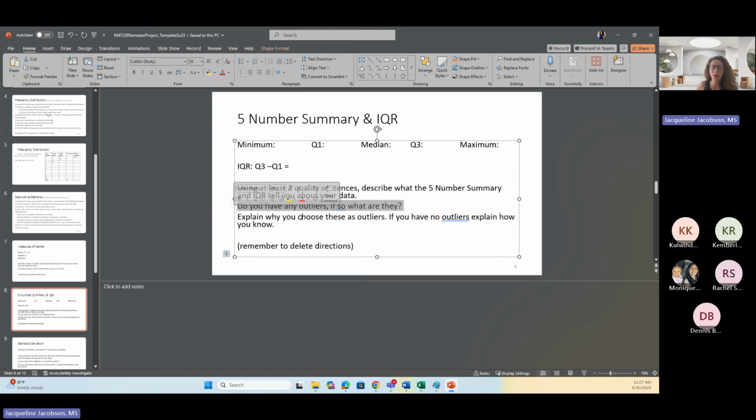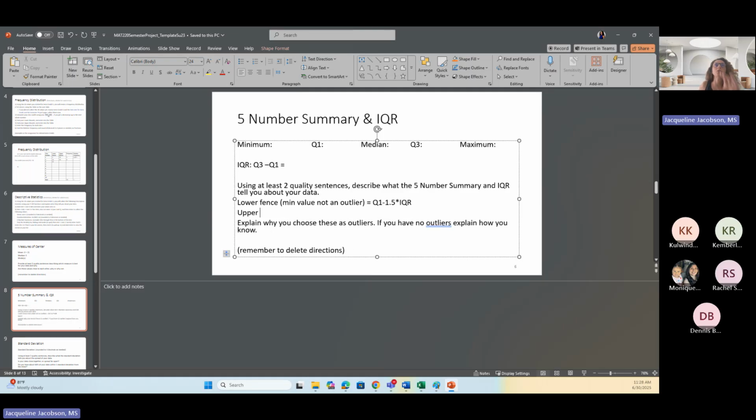I want to see how you calculate outliers. Your lower fence. My lower fence is... describe it. Minimum value, not an outlier. You have to describe it. This is a project, right? This is how I calculate my outliers. Lower fence, upper fence. I'm not going to do it all. Maximum value, not an outlier.